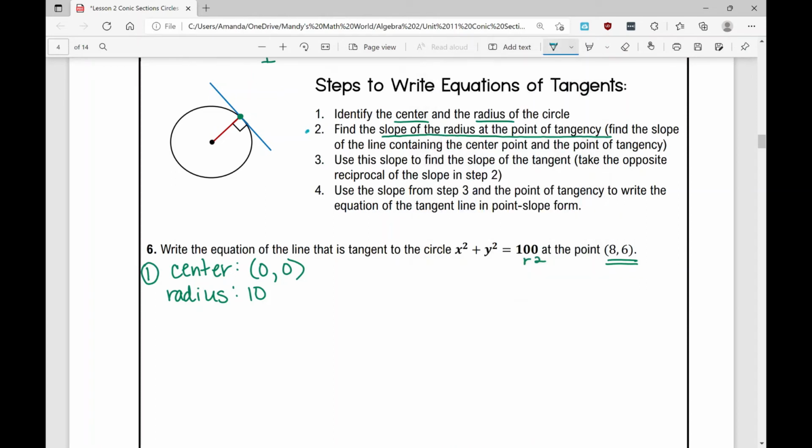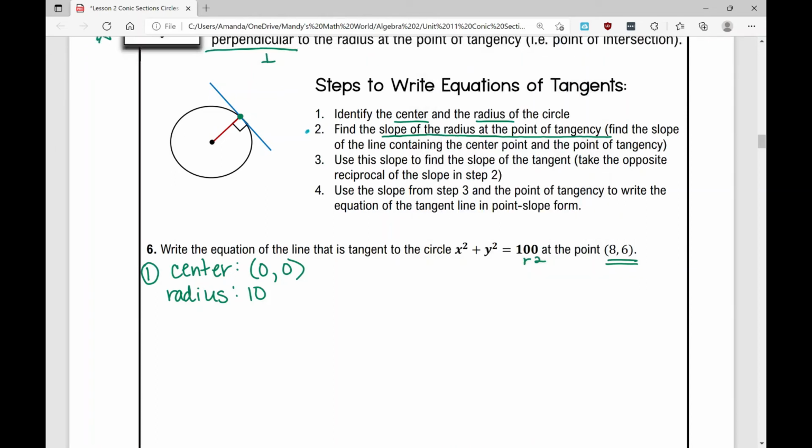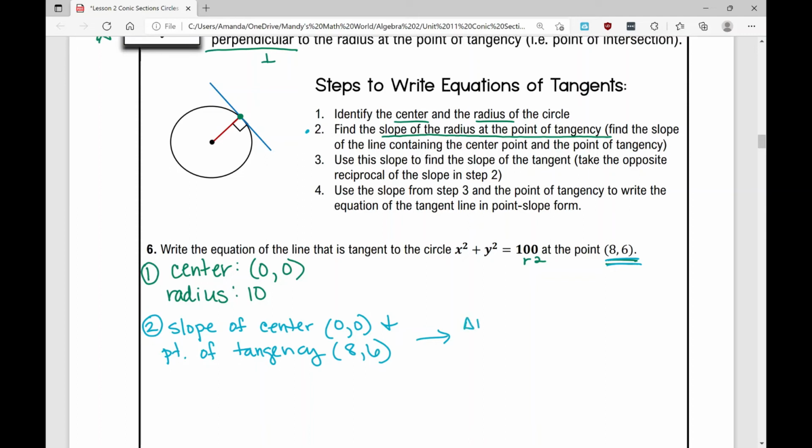Step 2 says to find the slope of the radius at the point of tangency. I know that my center is 0, 0, and the point of tangency is 8, 6. So I'm going to find the slope between the center, 0, 0, and the point of tangency, 8, 6, using my slope formula, which is y2 minus y1 over x2 minus x1. That's change in y over change in x. So let's just write that down.